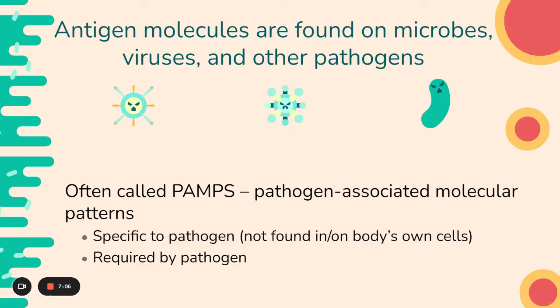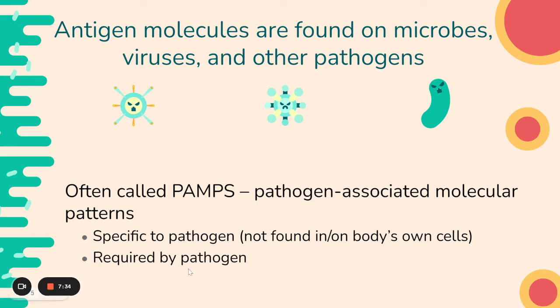So we would want our antigens that are going to trigger an immune response to be specific to the pathogen. So it's really important that we're not triggering the immune system with markers that are found in our own body cells, right? So it should be something that we are only going to find in bacteria, or only going to find in a virus, only going to find in a parasite. We wouldn't want our antigen to be something that could potentially be found on our own cells.